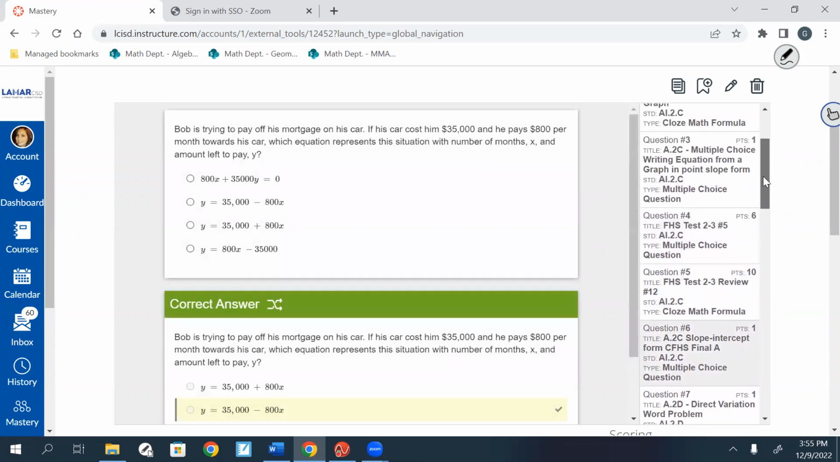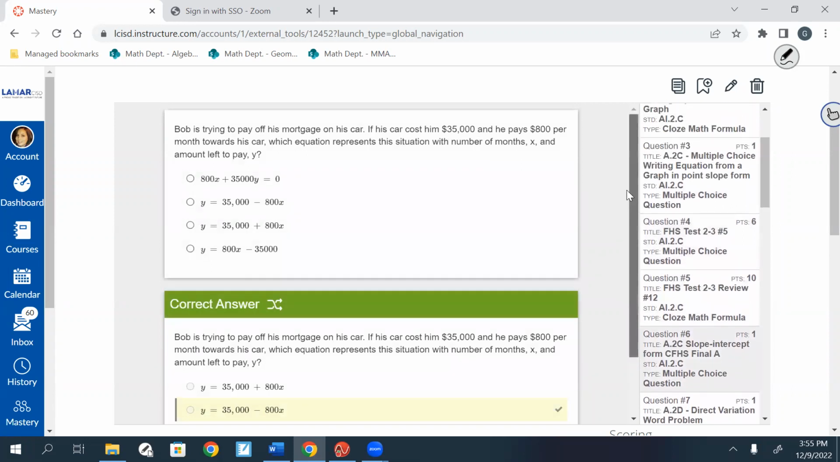Okay, so this one here, it says Bob's trying to pay off his mortgage on his car. The car cost him $35,000 and he's paying $800 per month towards the car. So which equation represents the situation with the number of months x and the amount left to pay y? So y'all, he's starting at $35,000. That's going to be how much he owes. And if he's paying off, that means he's owing less. So every month that he pays, he's going to be subtracting $800 off the amount he owes. So it should be B.